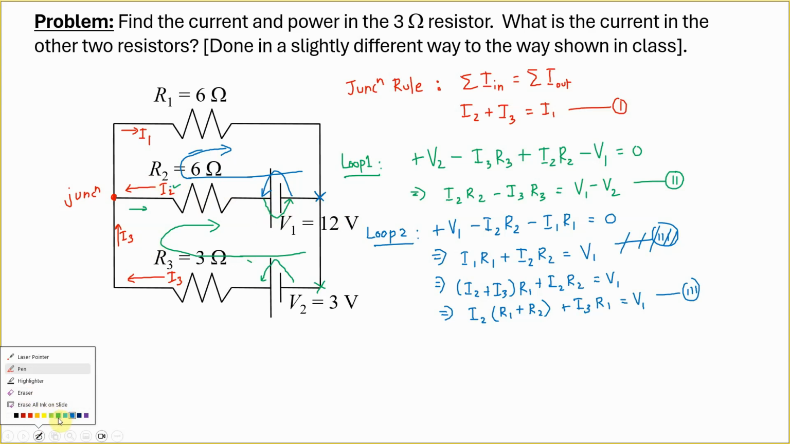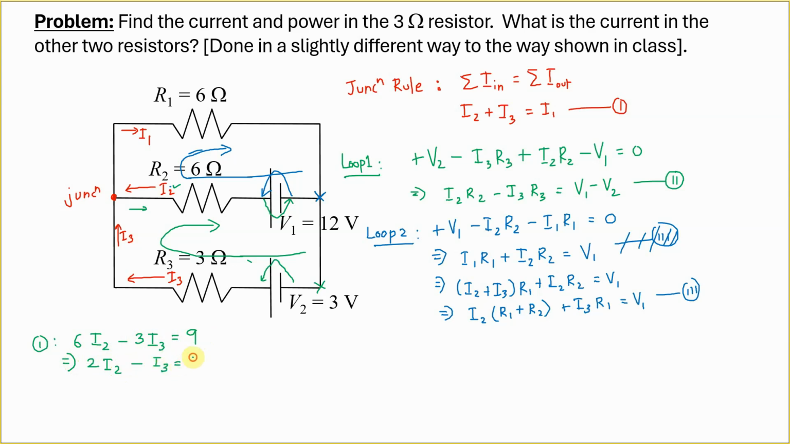Right, so equation 1 with the numbers looks like this. Equation 1 becomes: I2 I don't know, but I know R2, which is 6, times I2, minus R3, which is 3, times I3, equal to V1 minus V2, which is 12 minus 3, which is 9. I can write that simply by dividing by 3. This is 2I2 minus I3 equal to 3. So that is one equation. Let's call that equation 4 or something. And then equation, sorry, this was equation 2, not 1.